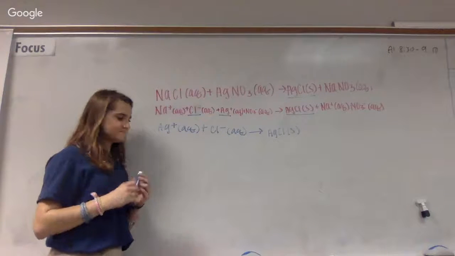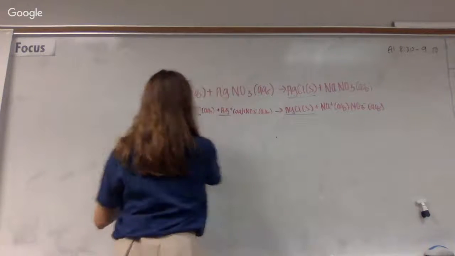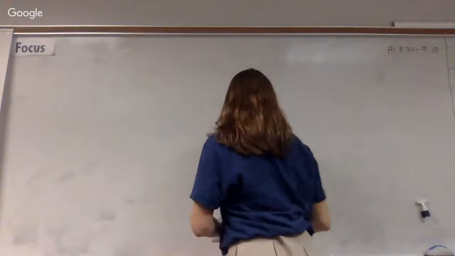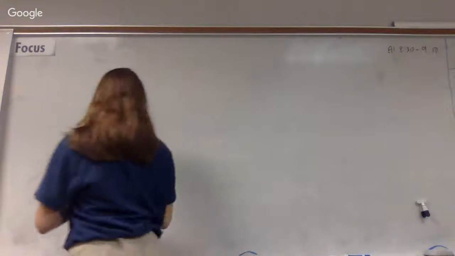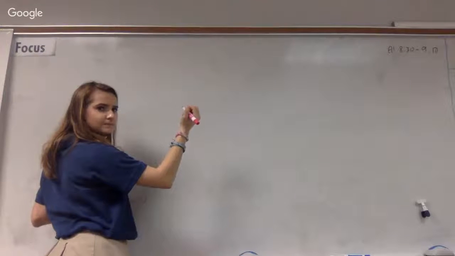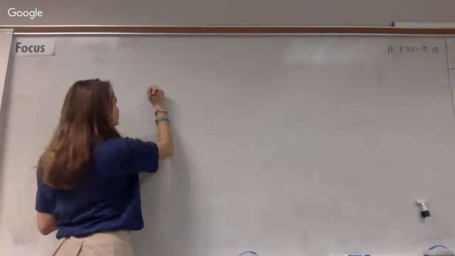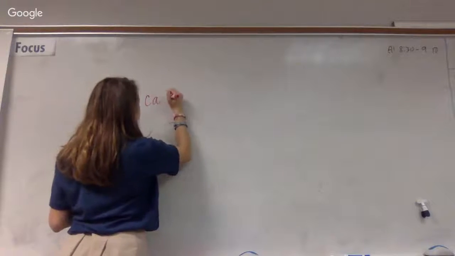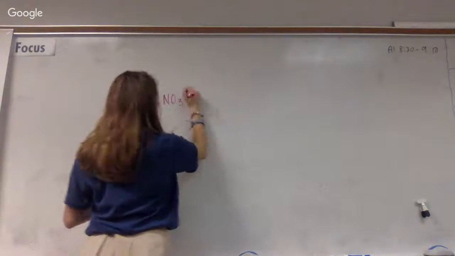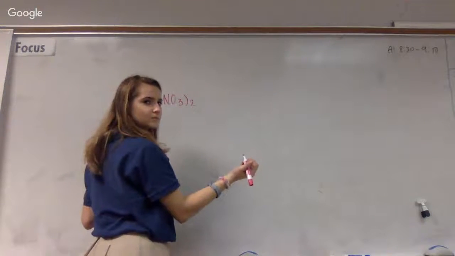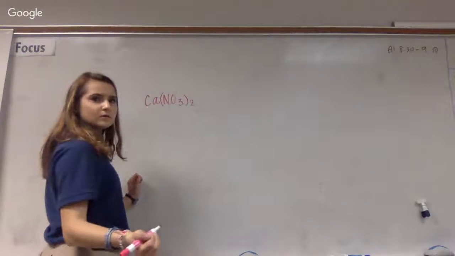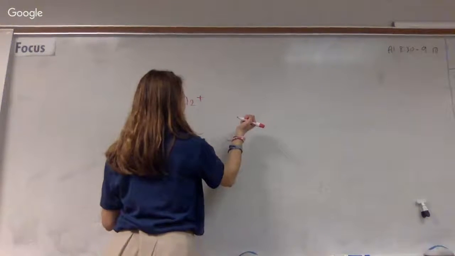Let's try one more. Let's erase everything. And I want all you guys, I'm going to give you about a minute. And I want you to write the net ionic equation for this reaction I'm going to give you right now. Let's go. Ca(NO3)2, just the parentheses only around the NO3. Okay. Plus, you can write aqueous next to that, please.